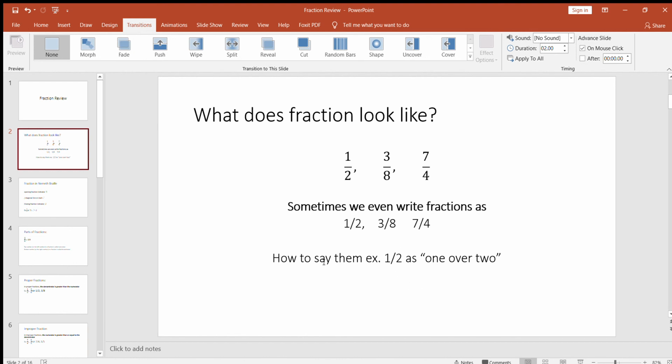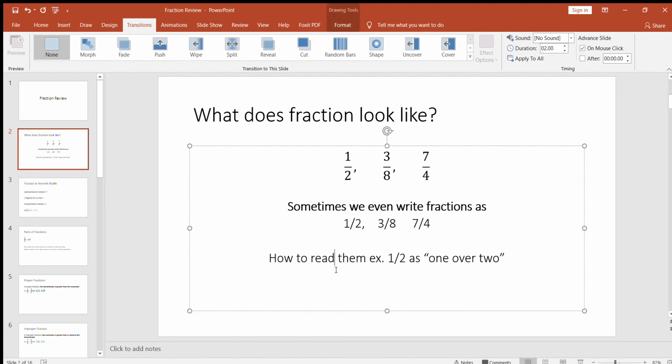Now, how do we say them? How do we say fractions? How do we read them? An example is 1, fraction bar, 2 on the bottom. We read them as 1 over 2. 1 is the top number, over is the fraction bar, and 2 is the bottom number.